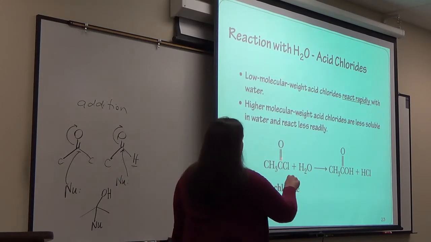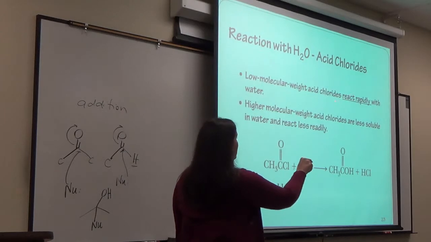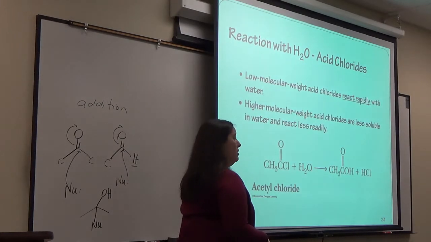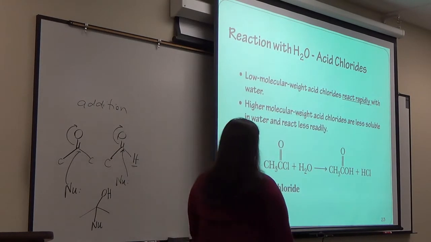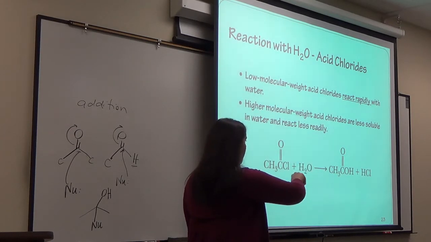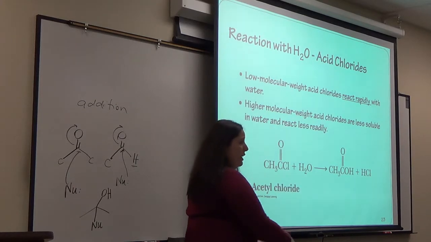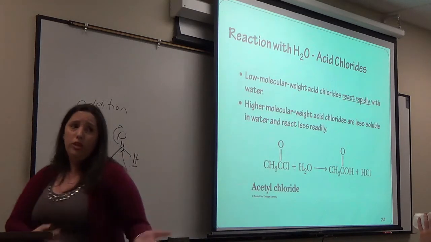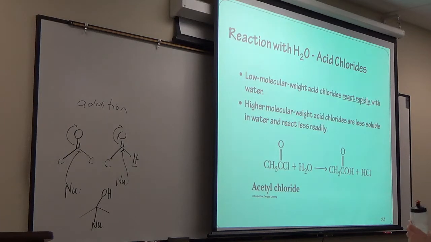And because this is such a great leaving group, this is a very rapid reaction. Boom, boom, boom, you get this product. And the product of a reaction with water is the carboxylic acid again. So it kind of goes back to the original acid, the carboxylic acid. Does that make sense?